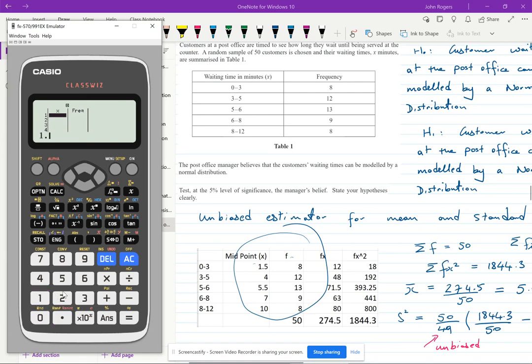So 1.5, equals, 4, equals, 5.5, 7, and 10.